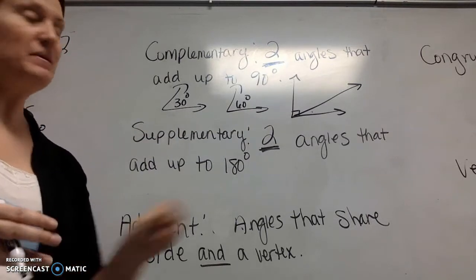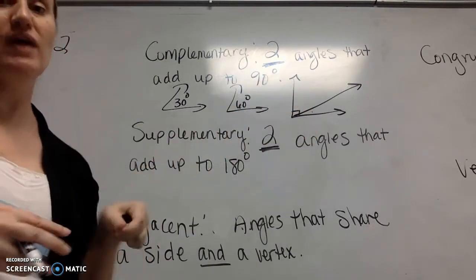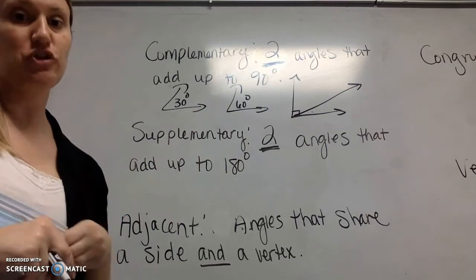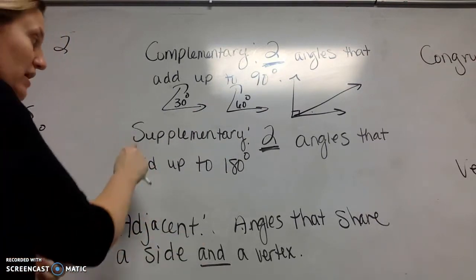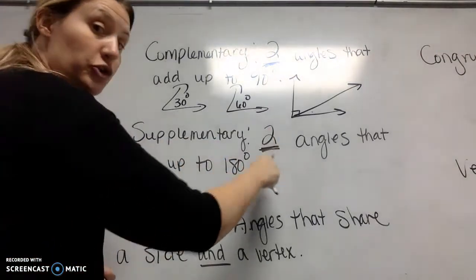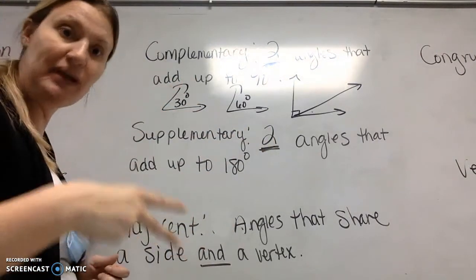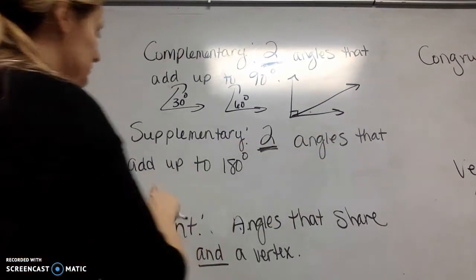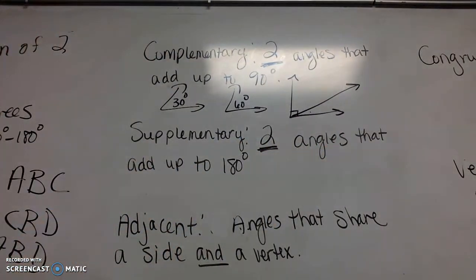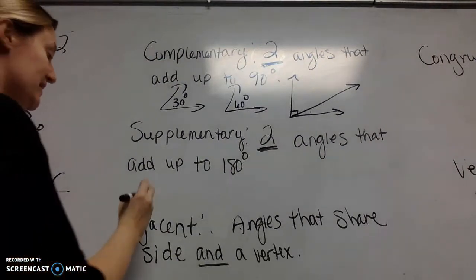Even if I don't know the measures, because I know that they make a right angle, I know they're complementary angles. Okay, and that brings us to supplementary. Supplementary angles are 2, again, 2, not 3, not 4, not 5, not 1, 2 angles that add up to 180 degrees this time. Okay, so same idea.